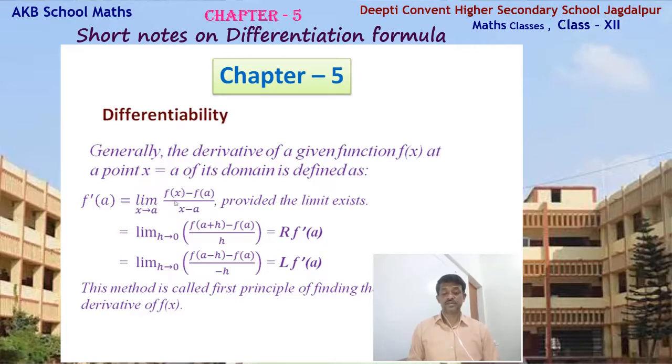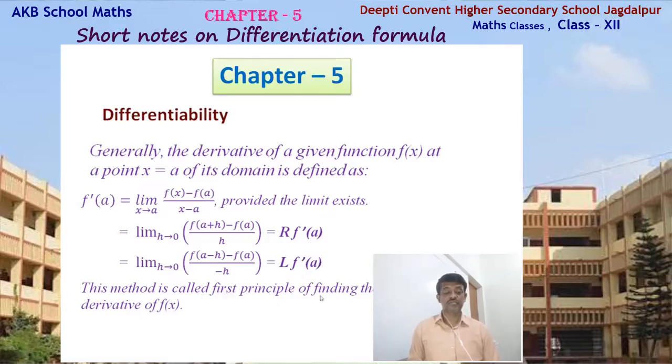This limit must exist. For the existence of this limit, the left hand limit and right hand limit, that is the left hand derivative and right hand derivative at the point x equal to a, must exist and both must be equal. Then we say that the derivative exists. That is, the limit equals the right hand derivative and the left hand derivative at a.